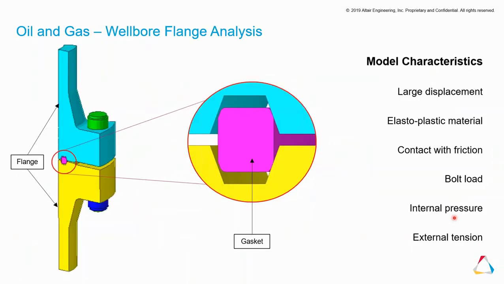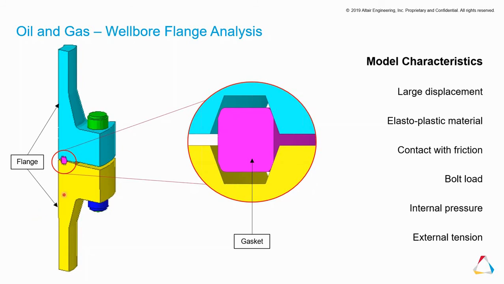This next example is that of an oil and gas example. So this is a well-bore flange analysis. And these are structures that are used in exploring for oil and gas, for example. Now, if you look at the structure, at the center, we have this pink component, which is essentially a gasket material. And the idea over here is to create a seal between the upper flange and the lower flange.